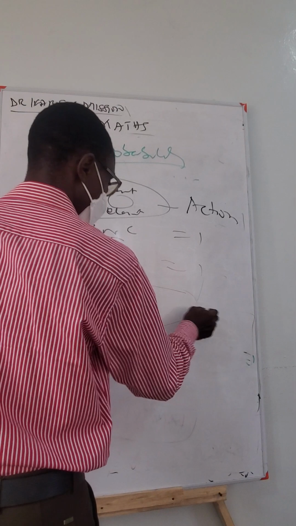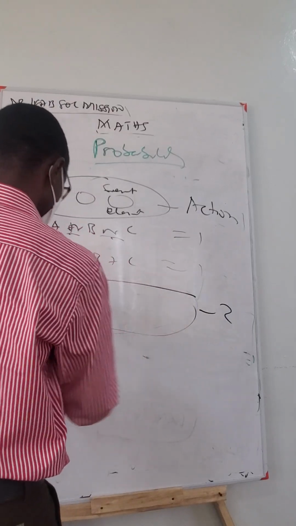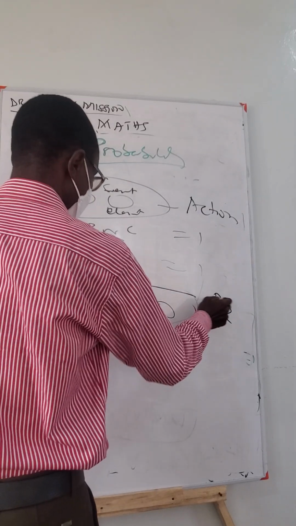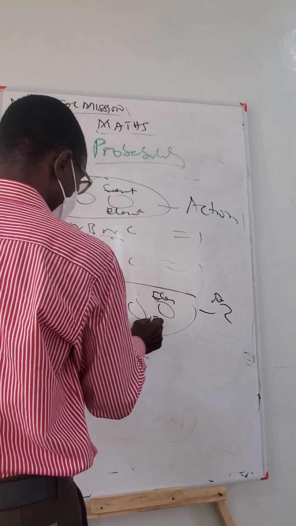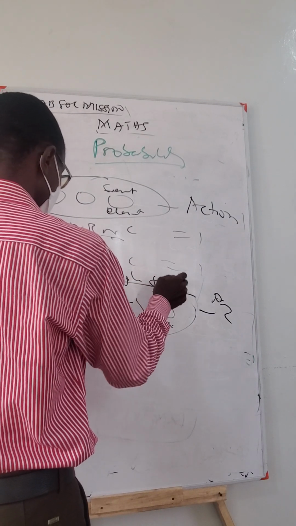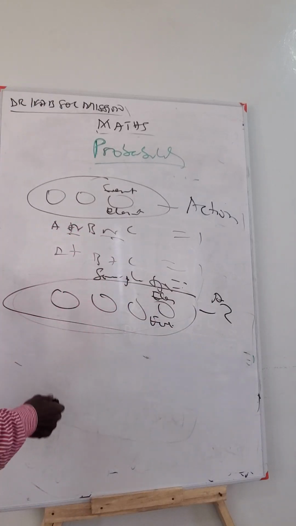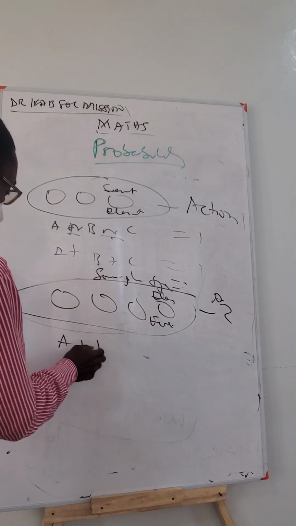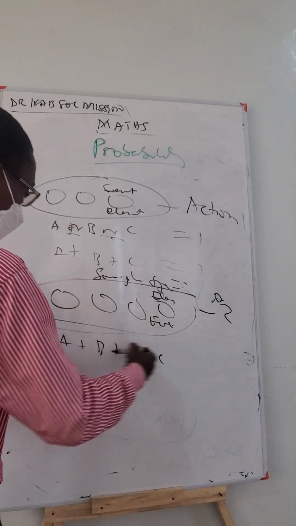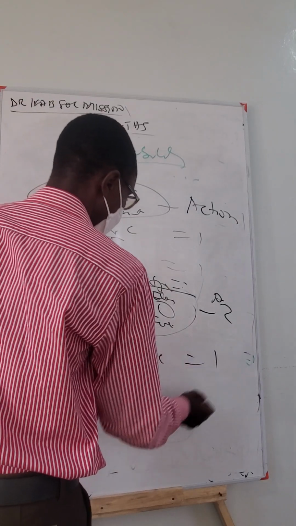Action 2, okay, action 2 has its elements or events. So this is the sample space. The sample space, that's the total. In action 2, we also have A plus B plus C plus D. If they share common ones, if they have intersections, you subtract the intersections. They must also be equal to 1.